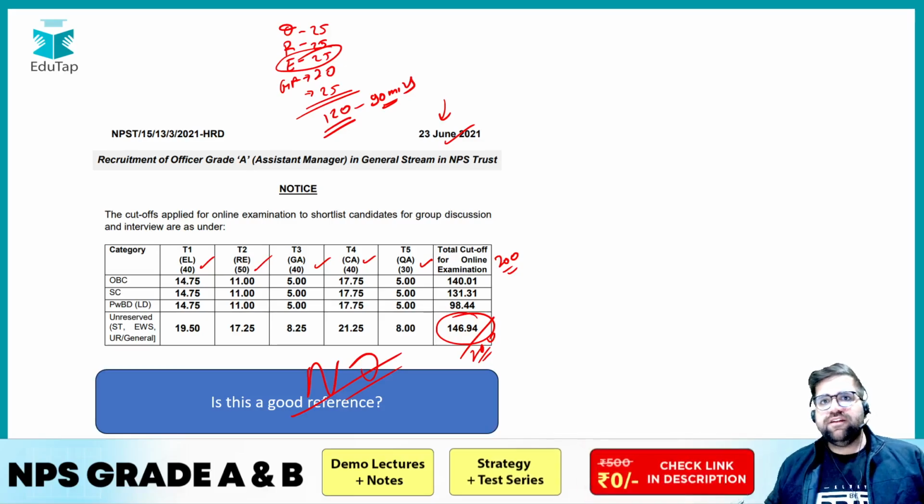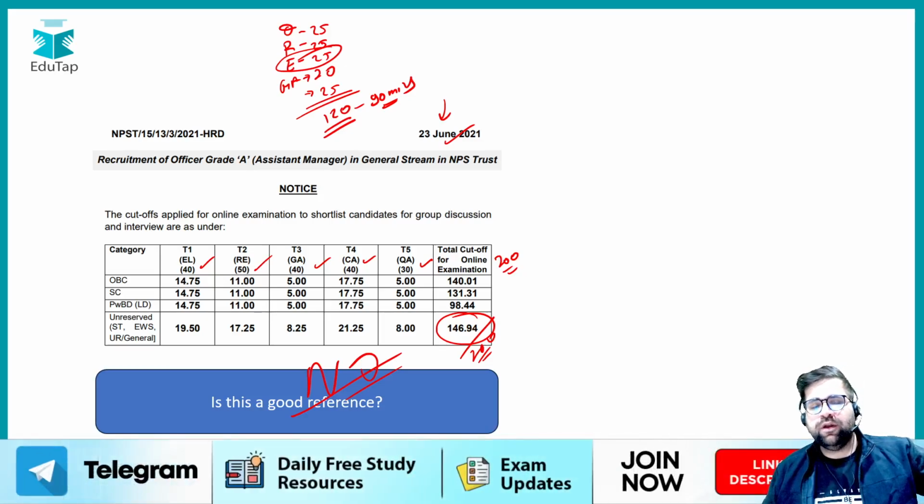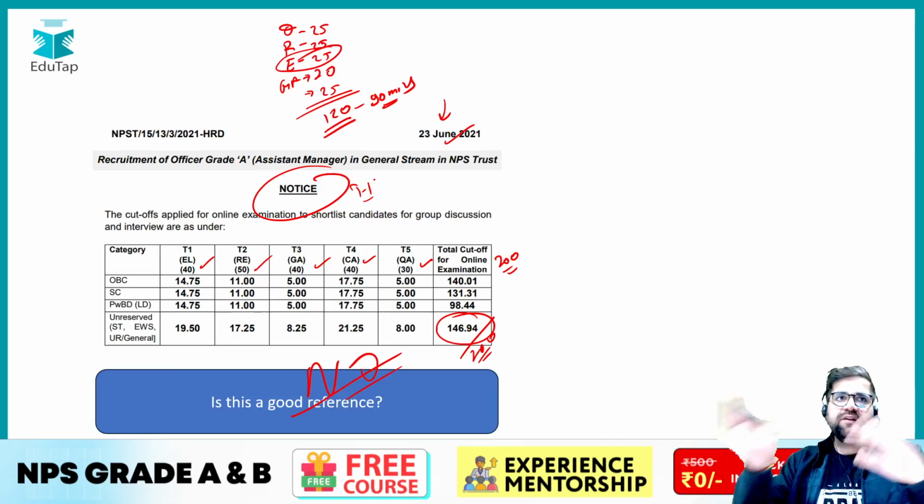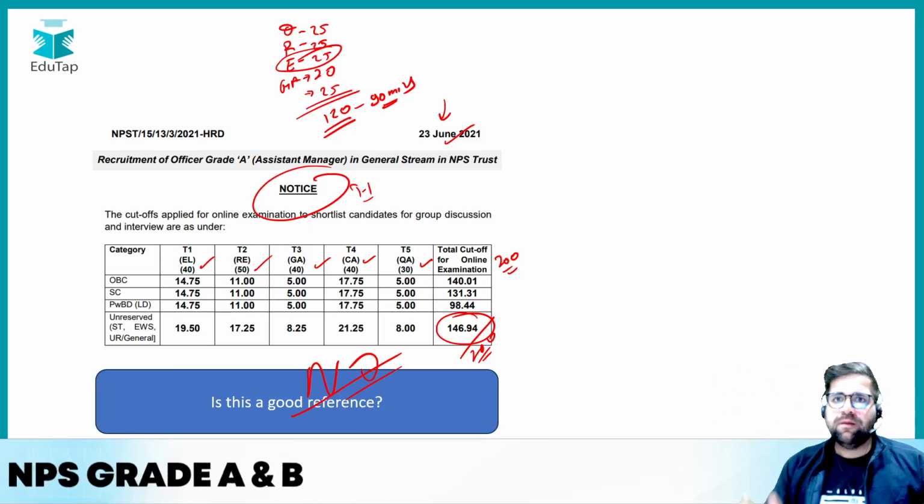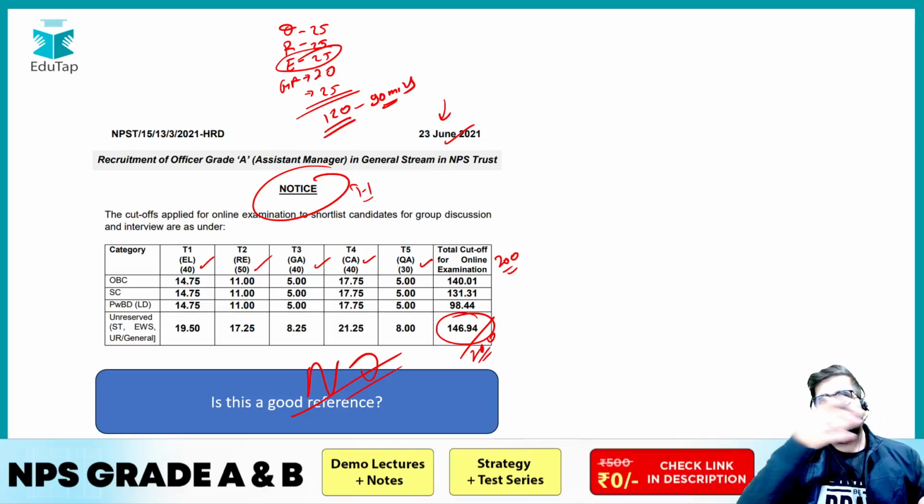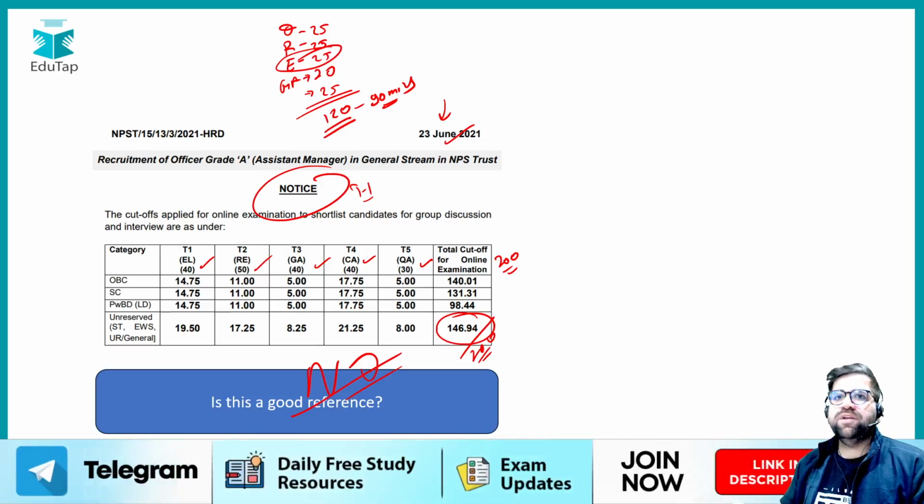Previously, I am talking about 2021, NPS was recruiting in Grade A. They used to conduct this pattern of phase 1, and then the interview and GD used to happen. But now what they have done is they have introduced phase 1, which will happen on the same lines as phase 2, and then your interview will be there. So there is no group discussion also.